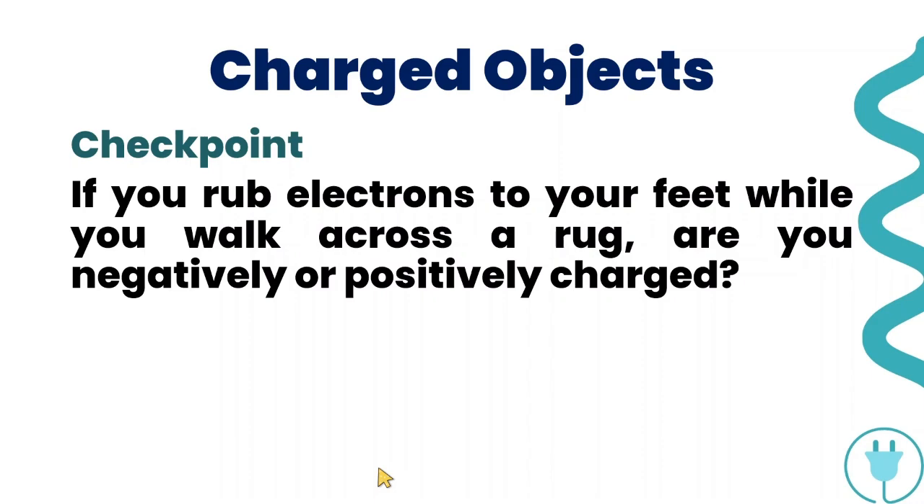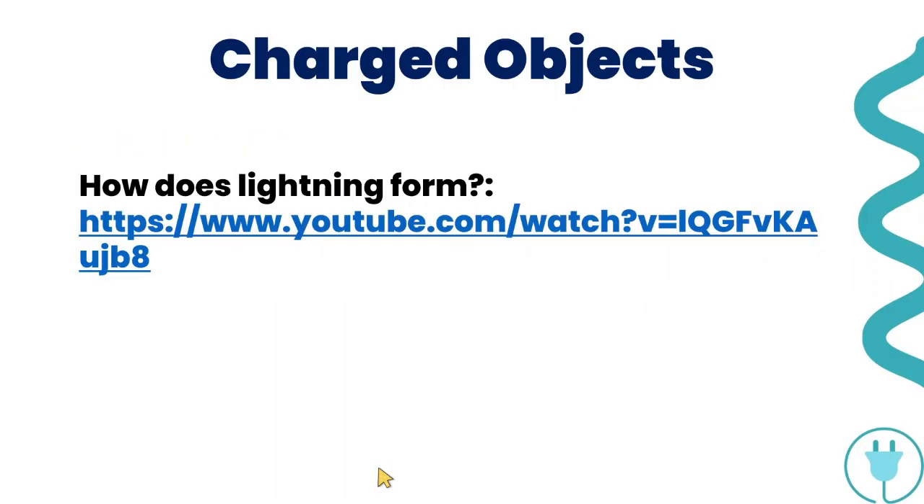So if electrons are transferred to your body while walking on the carpet, your body gains excess electrons. Therefore, you become negatively charged. One example of this is the phenomenon of lightning. I want you to search on the internet about the topic: how lightning forms.